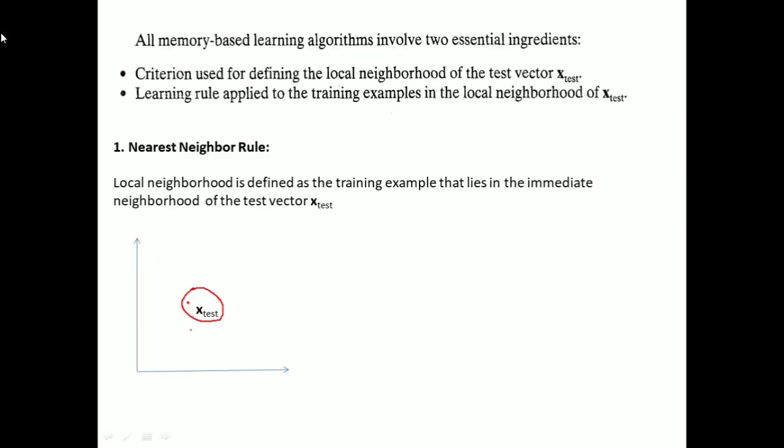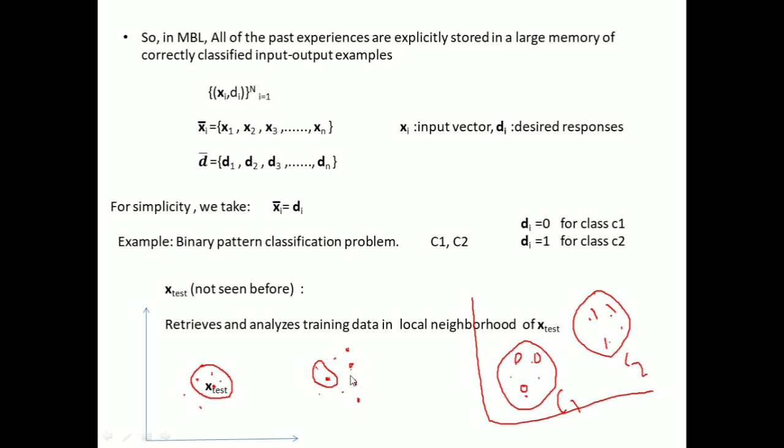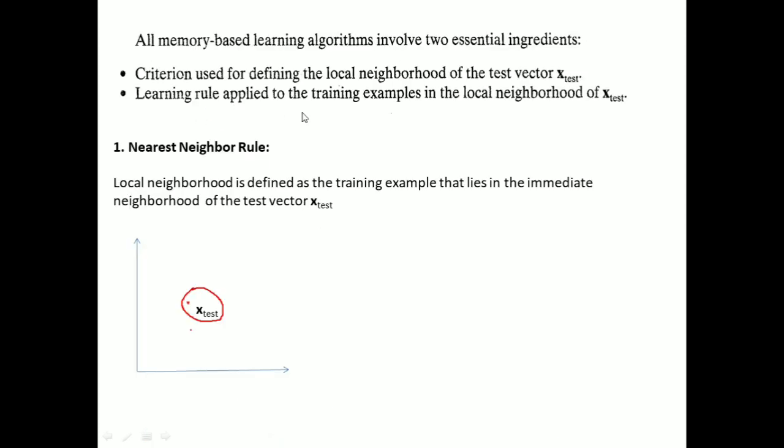All memory based learning algorithms involve two essential ingredients. The first one is the criteria used for defining the local neighborhood of the test vector X test. Different algorithms define different criteria for the local neighborhood, so the memory based algorithms are categorized based upon this point. The second is the learning rule applied to the training examples in the local neighborhood of X test.